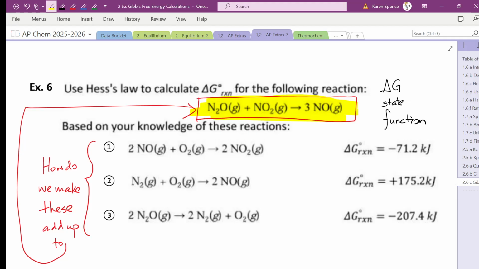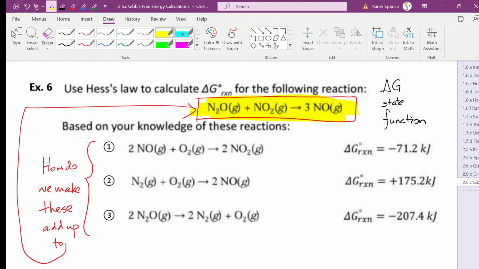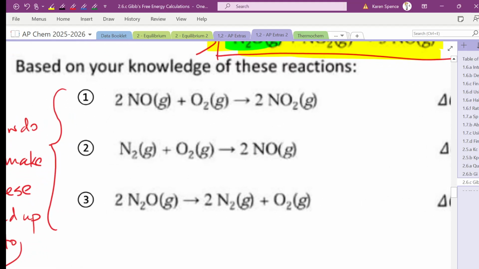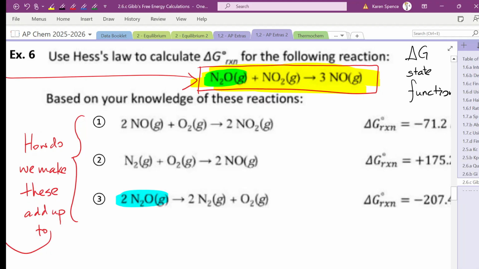But we can do things. We can say, what do I need in my reaction? I need some NO2, right? As a reactant. Do any of these reactions give me NO2 as a reactant? Oh, look! Okay, that's good. But there's still a little problem with it. What's the problem with it? There's 2 of them.